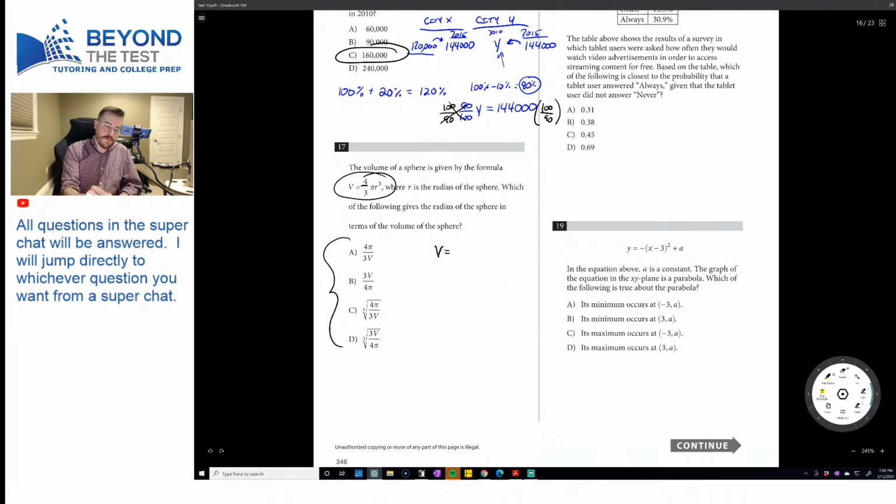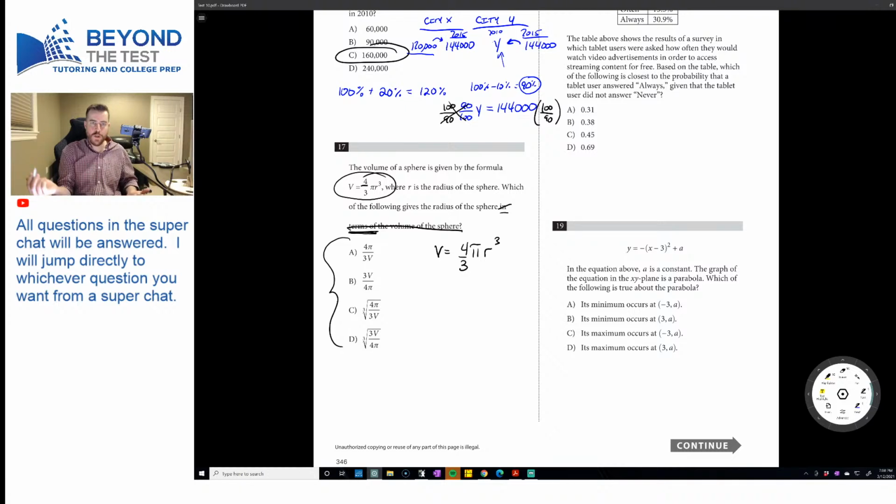So we're given that V is equal to 4/3 pi r cubed. And one thing I'm also going to suggest on this test, just listen to this question one more time. Which of the following gives the radius of the sphere in terms of the volume of the sphere? That sounds really confusing. So on this test, I should have mentioned this before, if you ever see the phrase 'in terms of,' ignore that, okay? All we really want is which of the following gives the radius of the sphere.